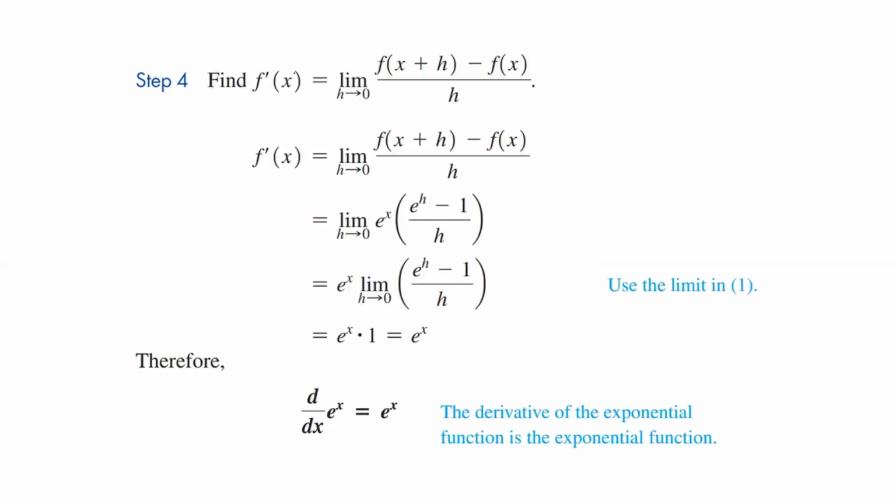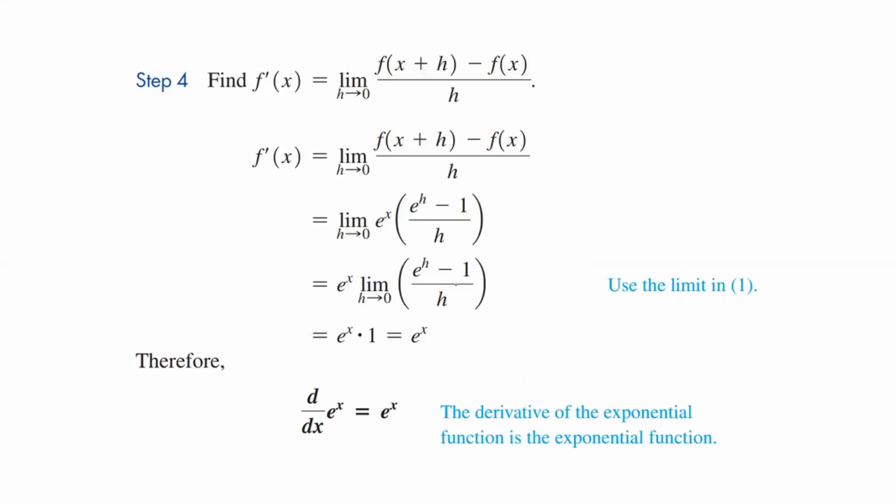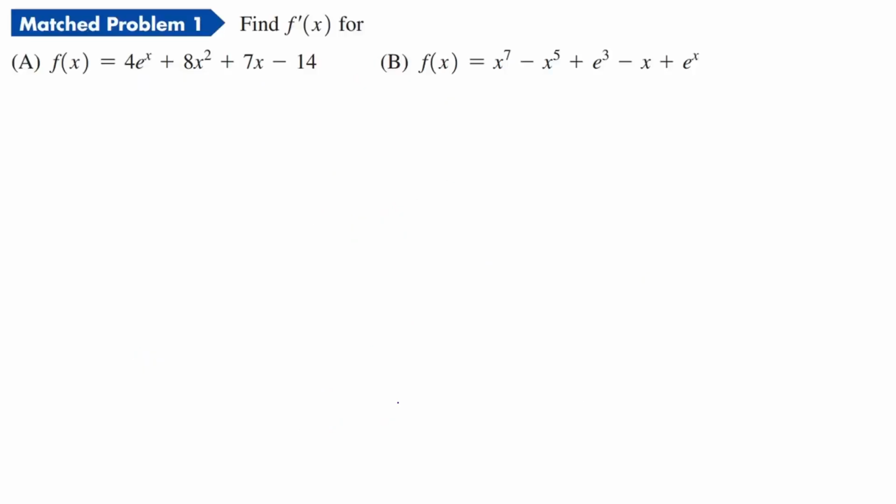Now, we need to find the limit as h approaches 0 of that. So we did all these pieces, and now we have to do this. Well, what did we say that this was earlier? We said that it was equal to 1. And if that is equal to 1, and we've already pulled e to the x out in front, then it's just e to the x times 1, which is e to the x. And so, what we have shown using the four-step process is that the derivative of e to the x is e to the x. And that's something that now we can use as kind of a rule.